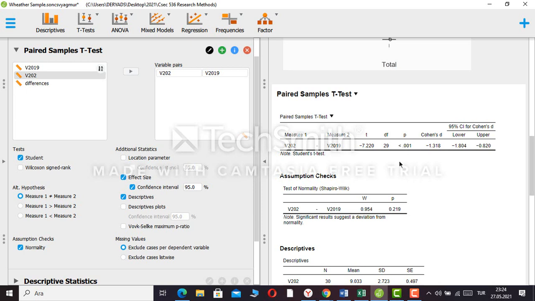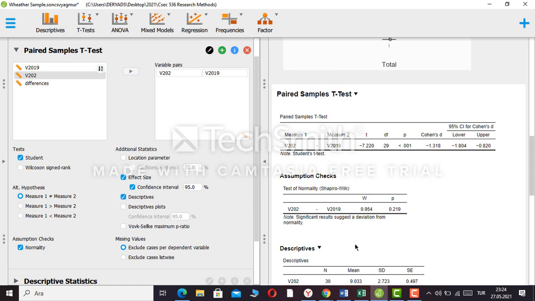So we can say we found that our dataset violates the normality assumption. And I also checked the normality assumption and saw the same result. As you can see in here, it's smaller than 0.05. So it violates the normality assumption.